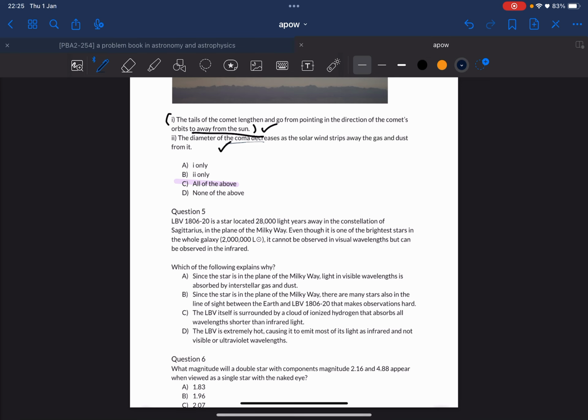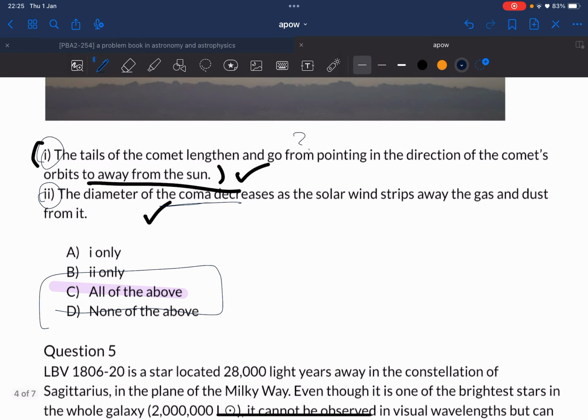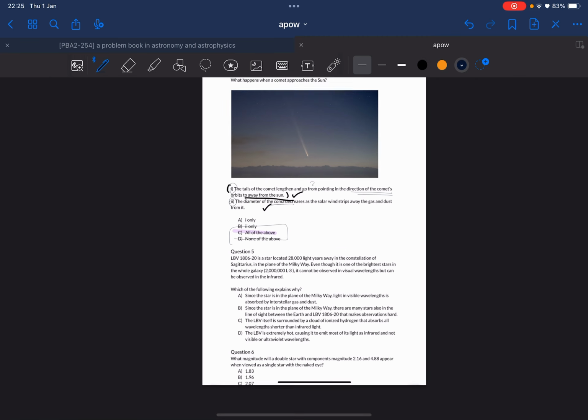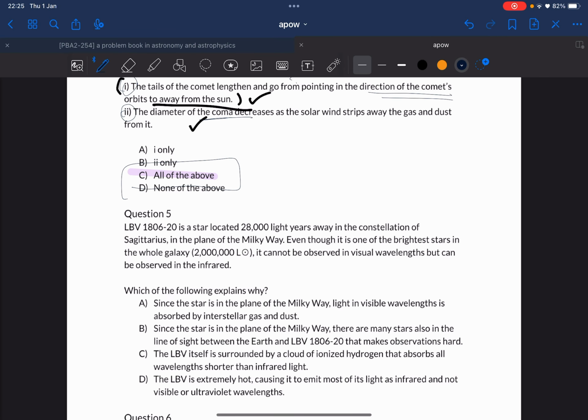Cool. So yeah, this is intuitive. This is also sort of intuitive, therefore it's all of the above. Just a bit of a weird phrasing, like the direction of the comet's orbit. I mean, this is also kind of intuitive, but normally we just say it points away from the sun. Because the tail wouldn't happen if it's not close to the sun, if you get what I mean.